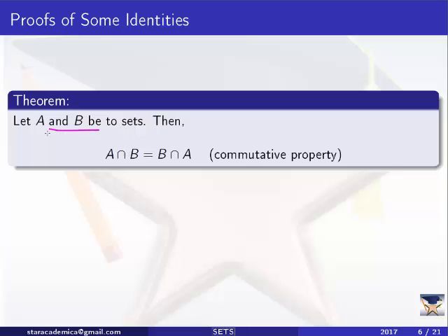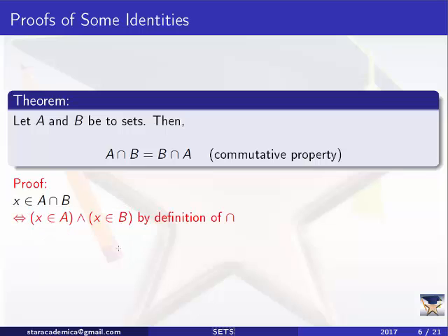Okay, given two sets A and B, there's a theorem property that A intersect B is equal to B intersect A, which is called the commutative property. So let's give a proof to this one also. If we take x inside A intersect B, then by definition, x is in A and x is in B. So this goes both ways. It is necessary and sufficient. If you have the right-hand side, you get the left-hand side. If you have the left-hand side, you get the right-hand side. This comes by the definition of the intersection.